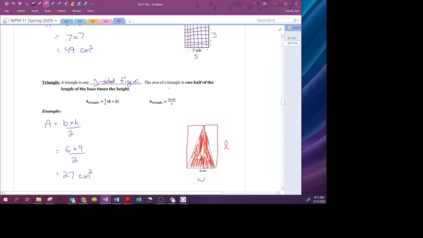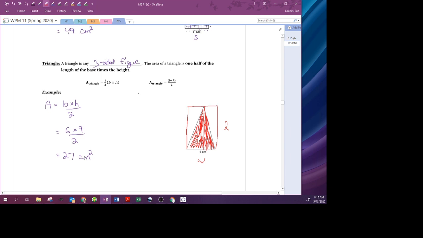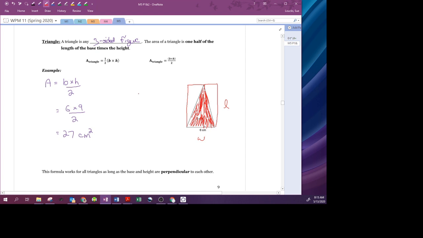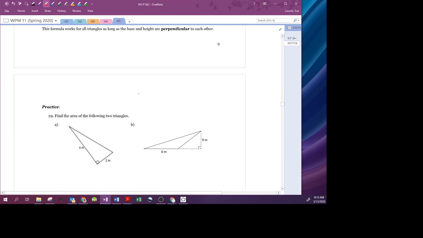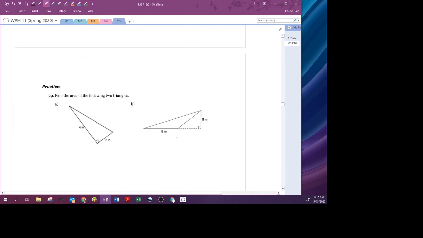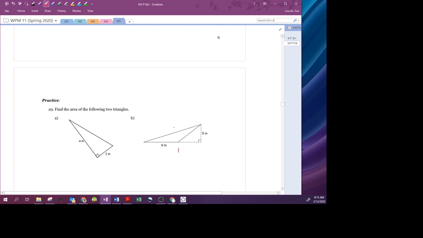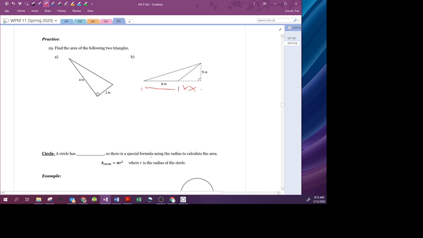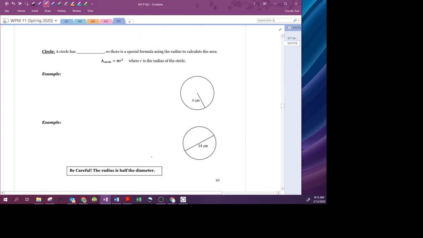All right, there's a little bit more here. The formula works for all triangles as long as the base and the height are perpendicular to each other. They don't have to be inside the triangle. I'm actually just going to look at this practice question. The base is this length, how much of it is actually the triangle. It's not this part, just this part. Okay, do those 2 practice questions, check your answers, and come back, and we'll look at circles.